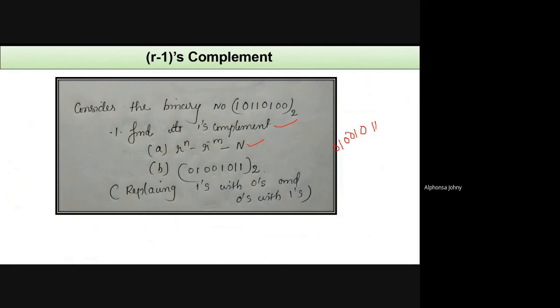So the ones complement of this number is written over here. That is 0 1 0 0 1 0 1 1. This 0 is replaced with 1, this 0 with 1, then this 1 is replaced with 0. This 0 is replaced with 1, then 1 is replaced with 0, this 1 is replaced with 0, then this 0 is replaced with 1, and this 1 is replaced with 0. So the answer is 0 1 0 0 1 0 1 1 to the base 2.